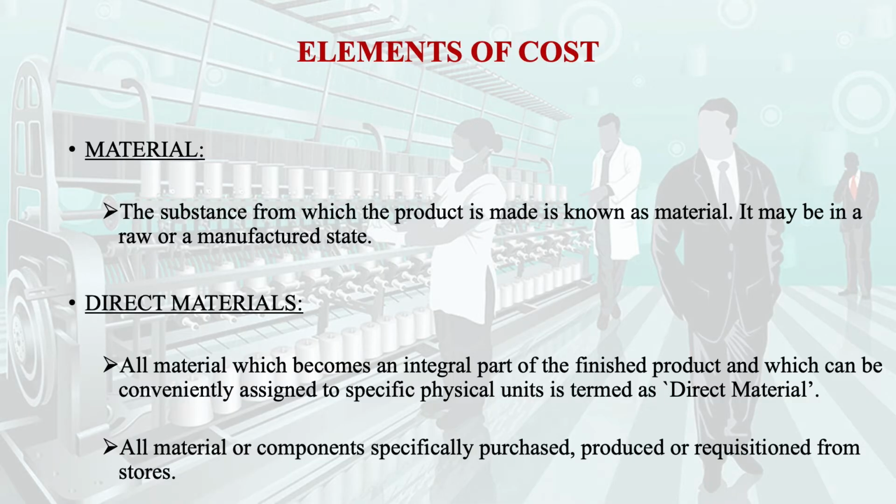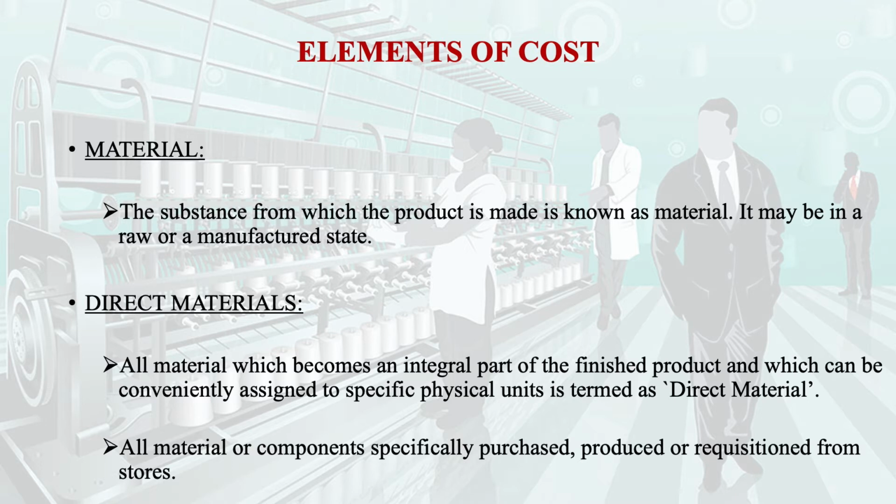The first one is called the direct material. Suppose we talk about a laptop or mobile. The material from which this mobile or laptop is made is called the direct material. That means all the materials which become an integral part of a finished product and which can be conveniently assigned to the specific physical unit are termed as the direct material.